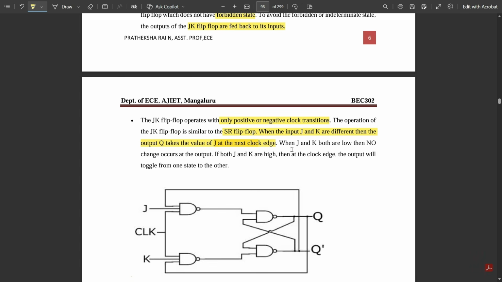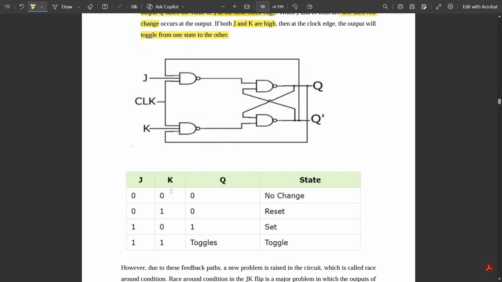Okay, but when J and K both are low, then no change occurs at the output. But if both J and K are high, then at the clock edge the output would be in the toggling state. Okay, so what do you mean by toggling state? I'll tell you one by one.